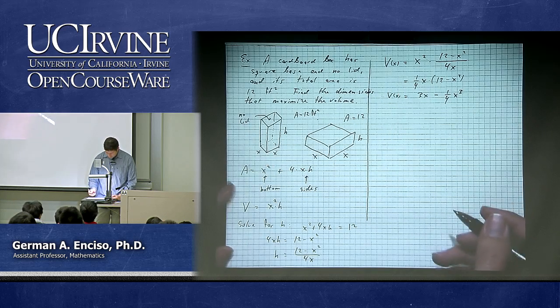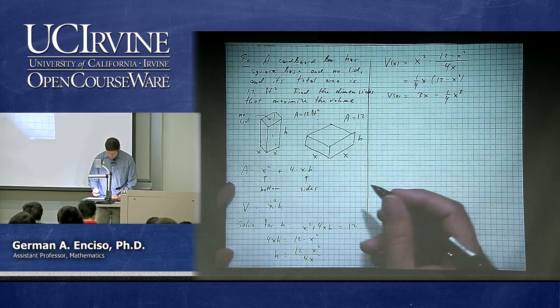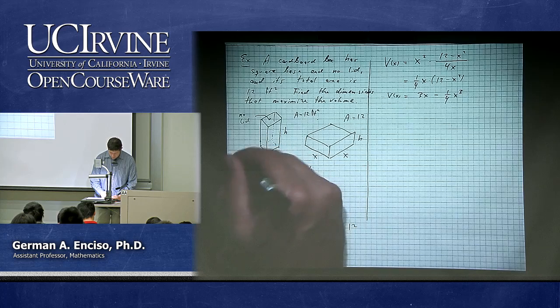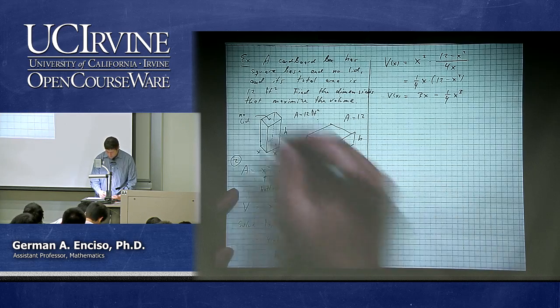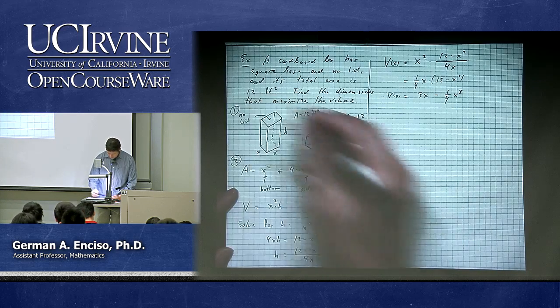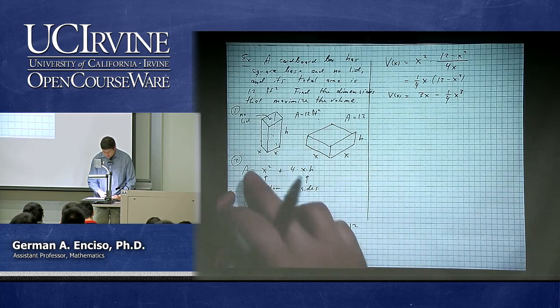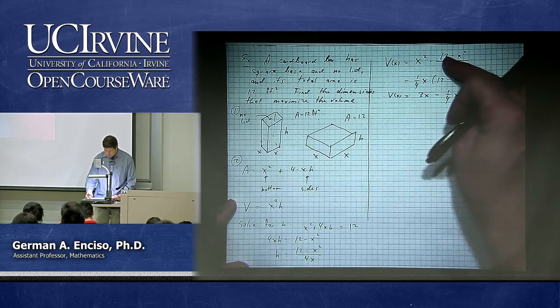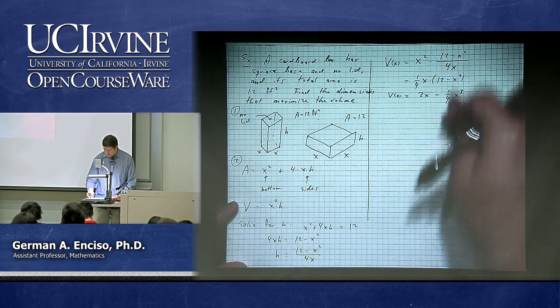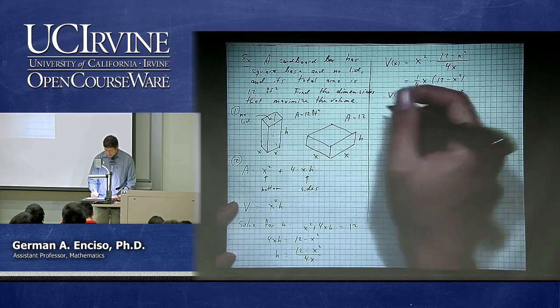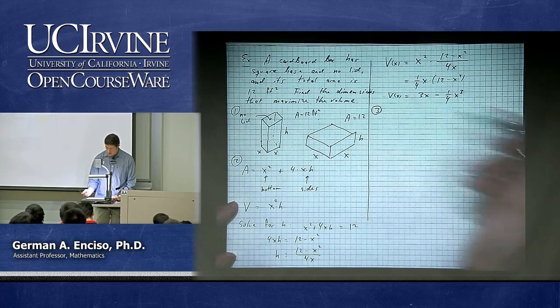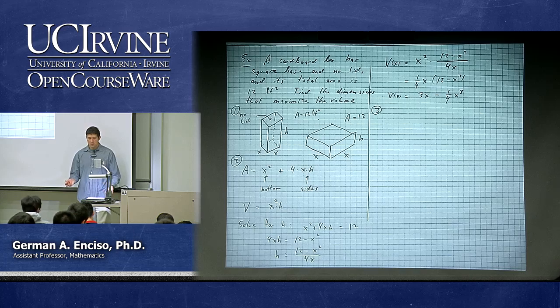What step was that? This was all step 2. This was step 1: make a diagram. Step 2 was introducing notation and writing everything in terms of one variable. And now step 3 is to actually optimize this function.